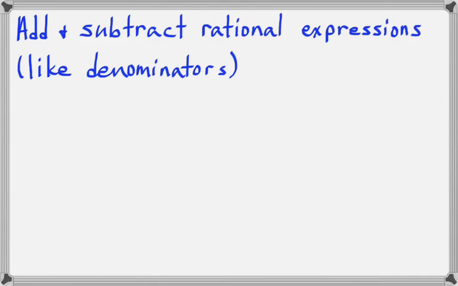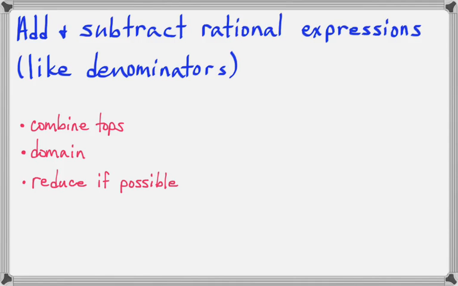In this lesson, we're going to look at how to add and subtract rational expressions that have the same denominator. So first we're going to combine the tops. Then we're going to pick out what numbers would make the denominator equal 0, because those numbers have to be left out of the domain. And then we're going to reduce if possible. So it's very much like adding regular fractions, except we have variable terms involved.